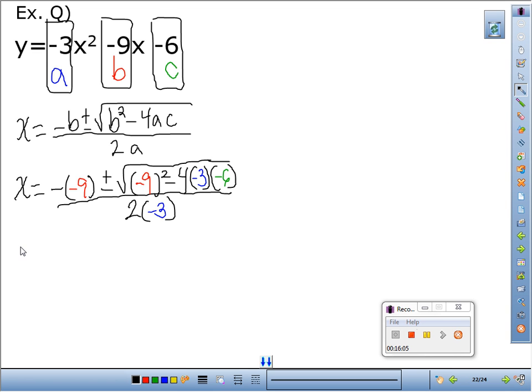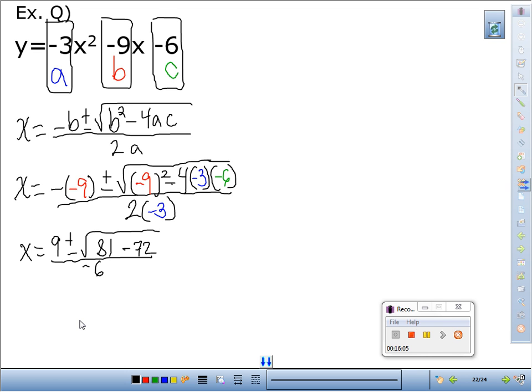So let's see. Let's do this one together. X equals, what is negative times the negative? Positive 9 plus minus square root. So what is negative 9 squared? Negative 9 times negative 9, that's 81. Negative 4 times negative 3, that's positive 12. Times negative 6, that's negative 72. And all that over 2 times negative 3, that's negative 6.